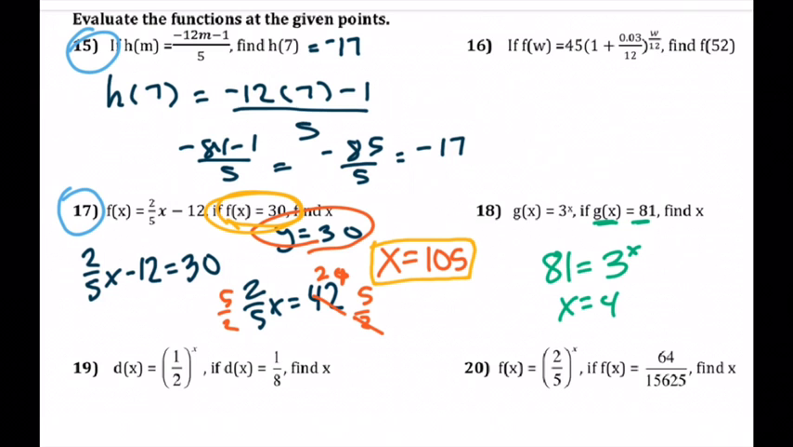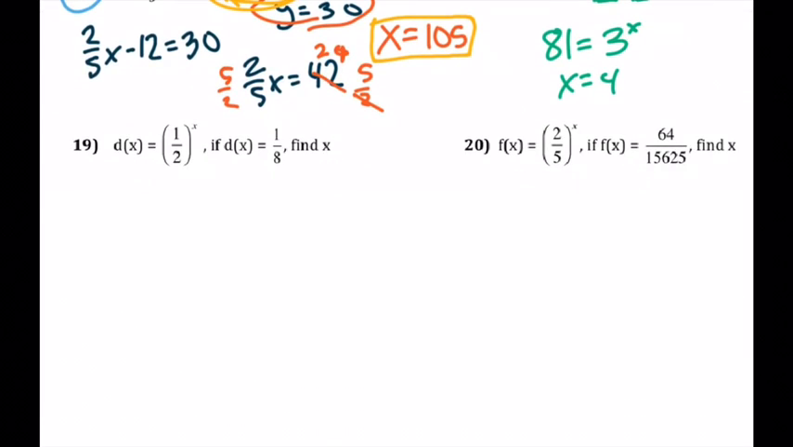Let's take a look at number 20 just because that's similar in nature, but it looks really intimidating. If we look at number 20, it says f of x is equal to 2/5 to the x power, and f of x is equal to 64 over 15,625. So first, the setup. How would you set that up? Okay, how would you set it up? Who can tell me how to set this up? What am I going to write?